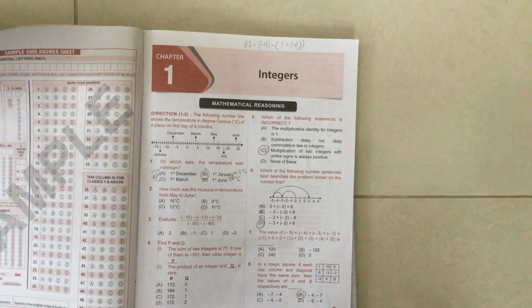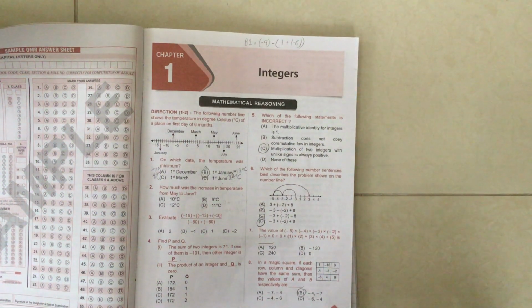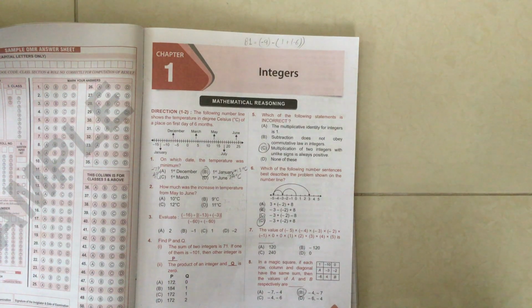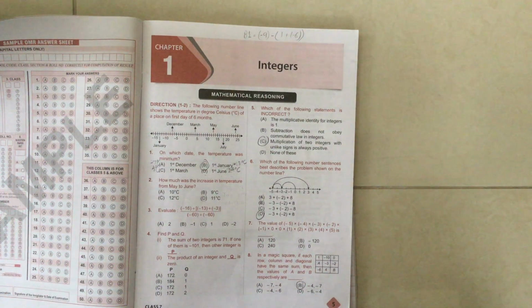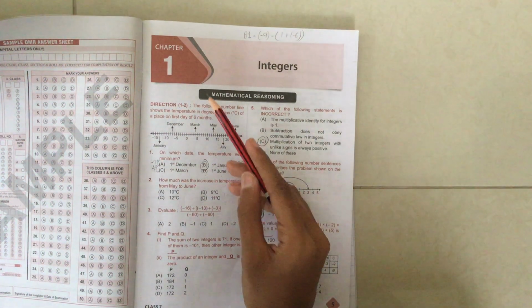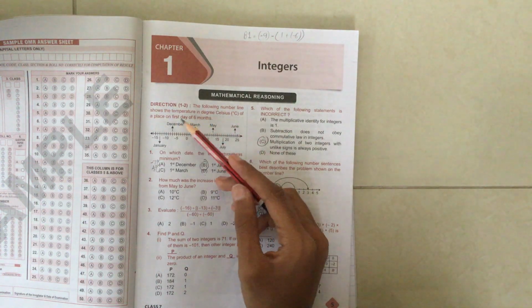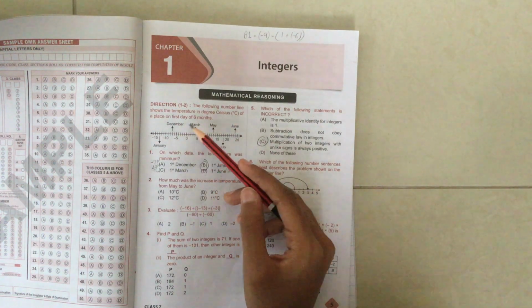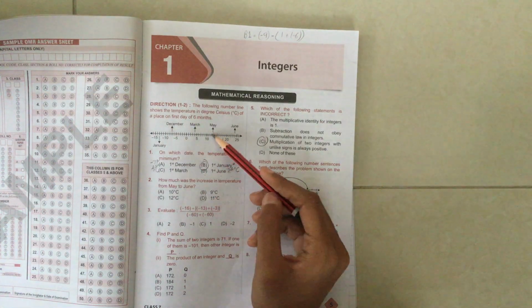Hello friends, today I'm going to share the solutions of grade 7 Mathematics Olympiad chapter 1, integers. So let us begin. Question 1 says, the following number line shows the temperature in degrees Celsius of a place on the first day of 6 months. So here is the number line.